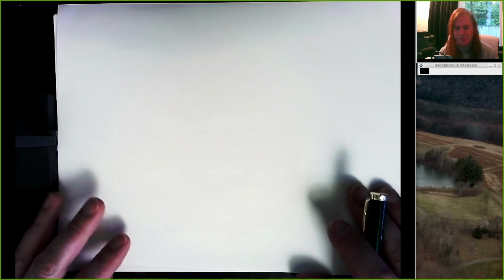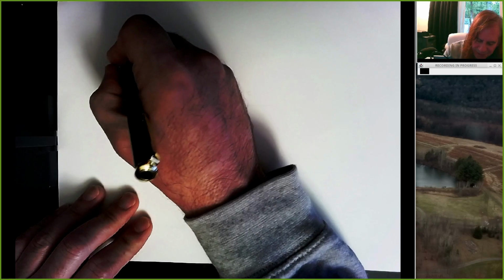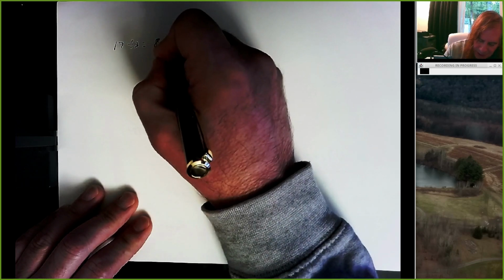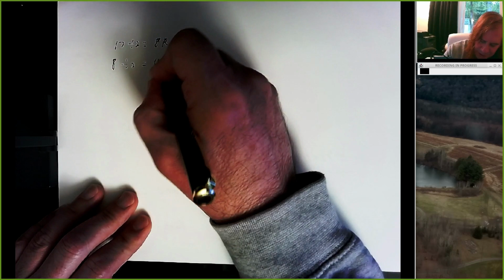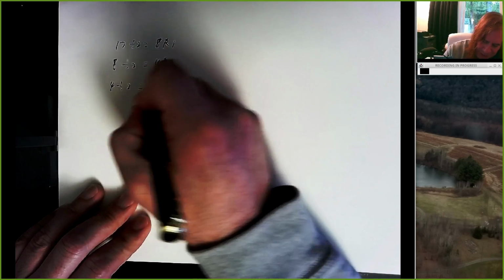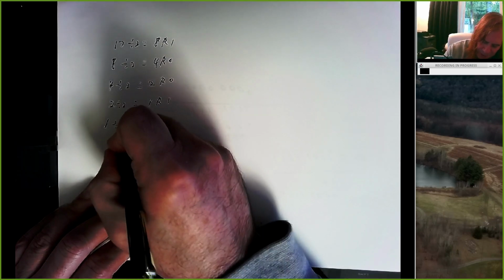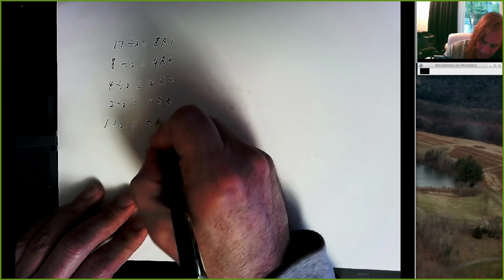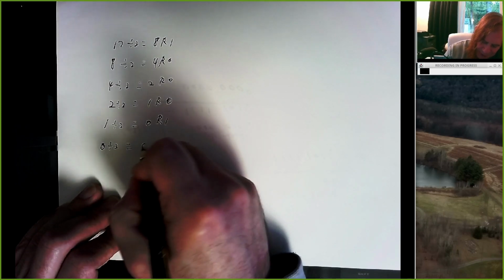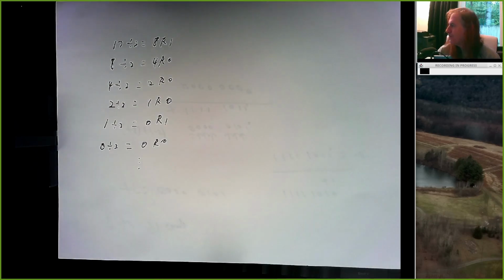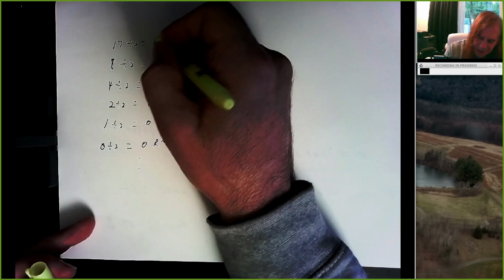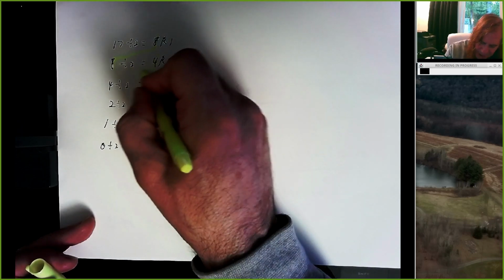All right, so fractions. If we have a number like 17, and we want to write that in binary, we saw a procedure for doing that. 17 divided by 2 is 8 with a remainder of 1. 8 divided by 2 is 4, 0. 4 divided by 2 is 2 with a remainder of 0. 2 divided by 2 is 1 with a remainder of 0. 1 divided by 2 is 0 with a remainder of 1. 0 divided by 2 is 0 with a remainder of 0, and so on. In each of these, the quotient became the thing that I worked with on the next line.